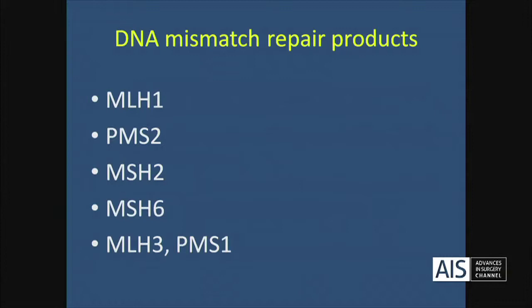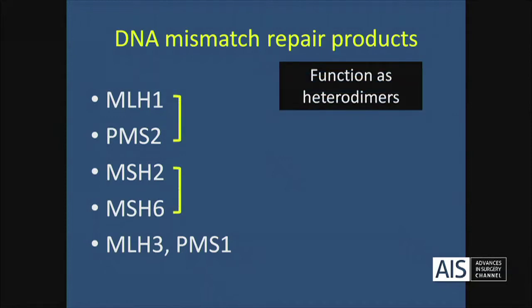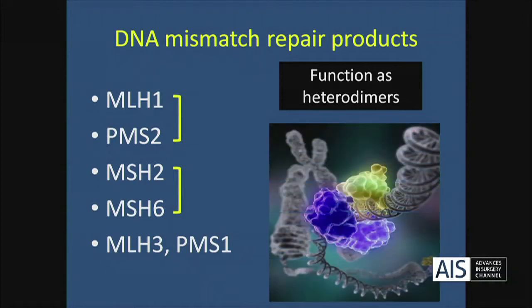So the DNA mismatch repair products are proteins. The four most important of them are MLH1, PMS2, MSH2, and MSH6. And there are other ones, but are not as significant. Now, these proteins act as heterodimers. So MLH1 links with PMS2, and MSH2 links with MSH6. It's important to remember because of some of these staining patterns that we can have.